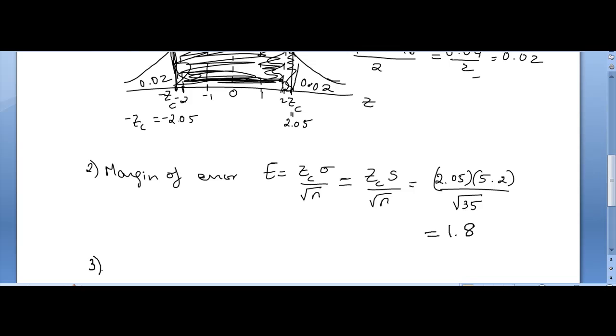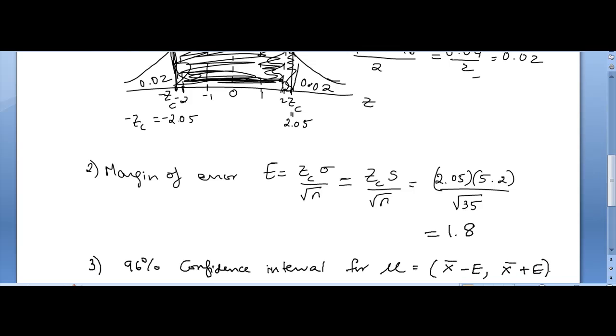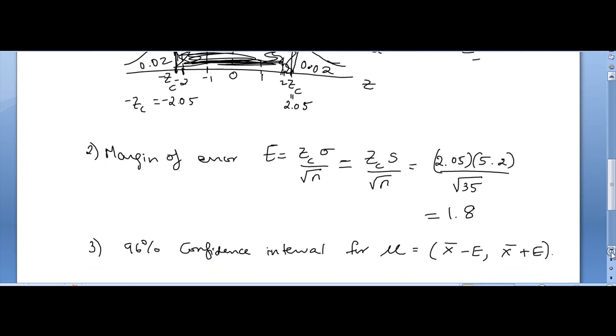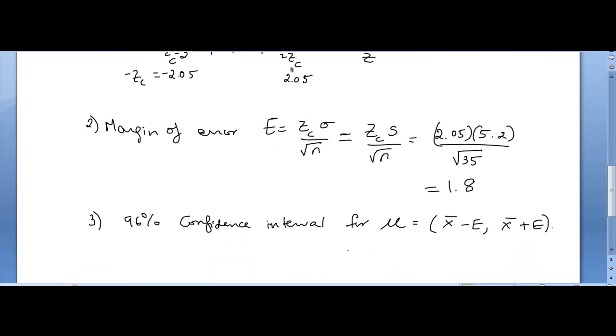And now the last step is easy. The 96% confidence interval for the population mean, mu, is given by the formula: x bar, your sample mean that's given, minus the margin of error that you just found, to x bar plus E. So this is the confidence interval. And that's quite easy to calculate now since we have all the numbers.